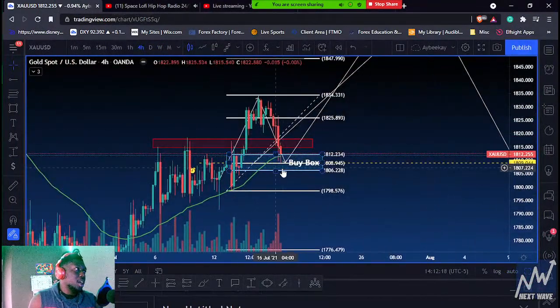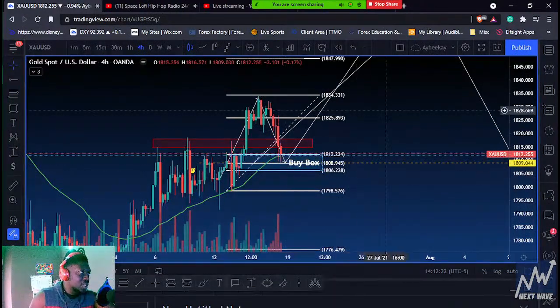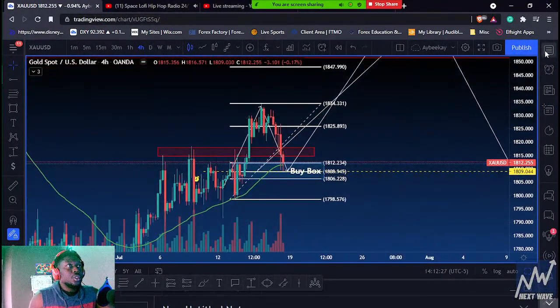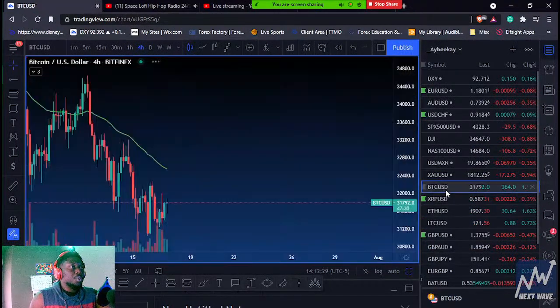Price is already in my buy box area. I would want it to come down a little lower on Sunday/Monday and then start to buy it on Tuesday or something like that. So that's for gold. Going over to Bitcoin.